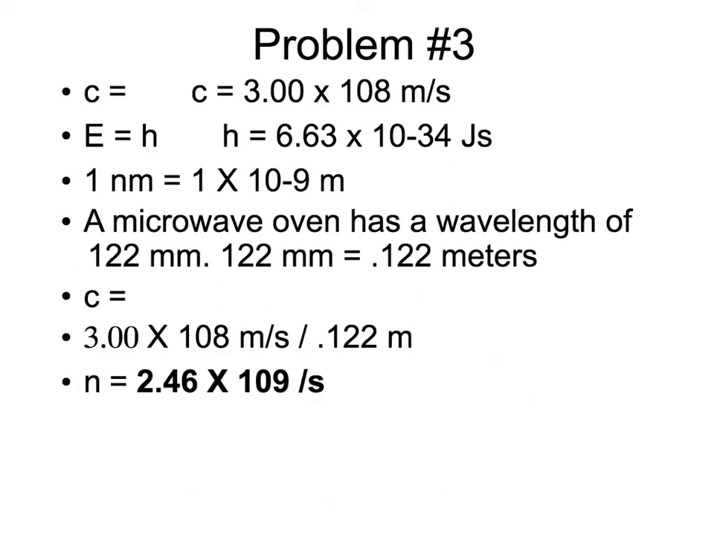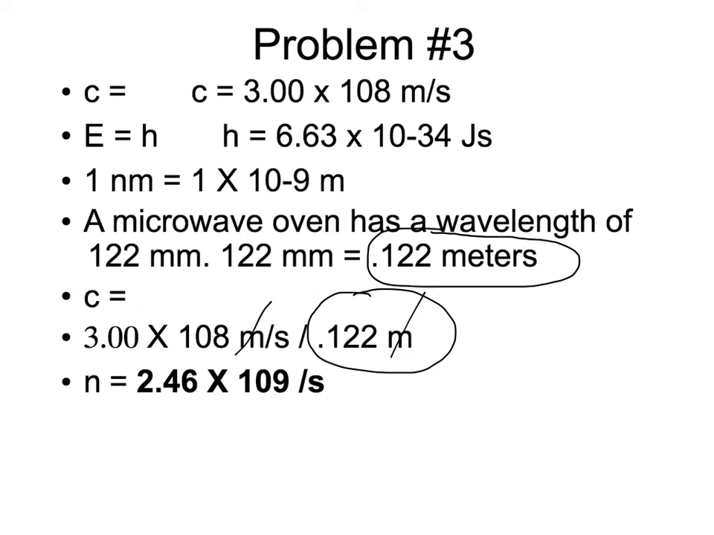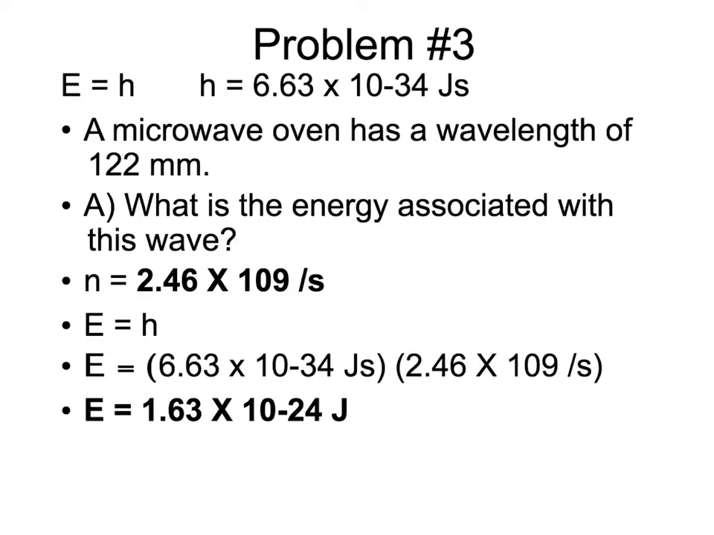What happens is I'm going to convert into meters. 122 millimeters is going to be 0.122 meters. So that's going to be the microwave. Then we're going to take the speed of light divided by that. So 3.00 times 10 to the 8th meters per second, divided by 0.122. Meters is going to drop out, and we're going to get 2.46 times 10 to the 9th per second, or hertz.